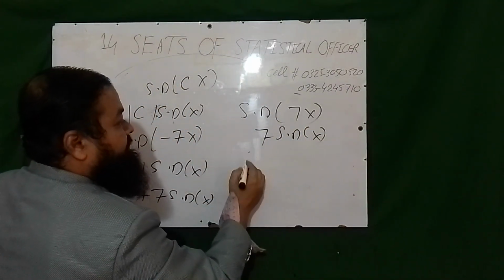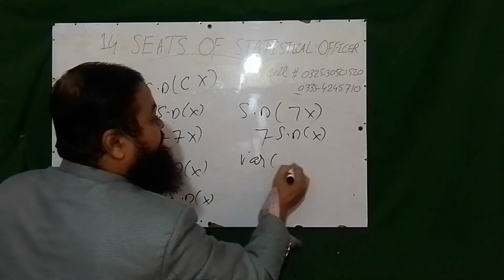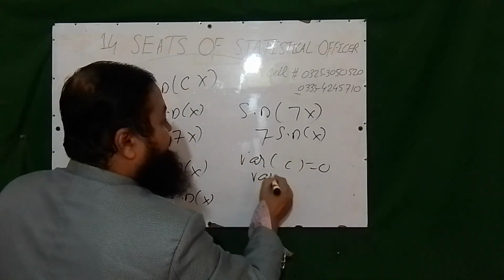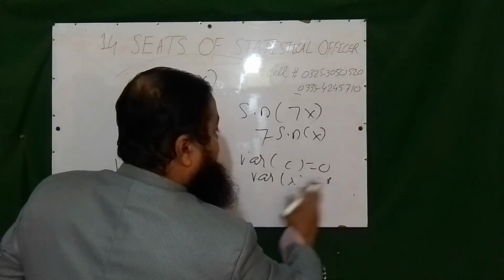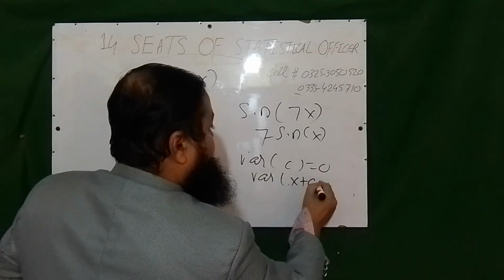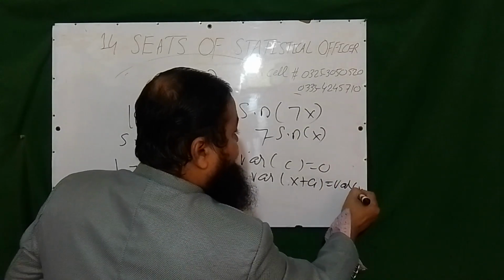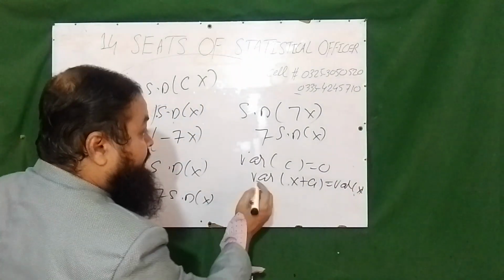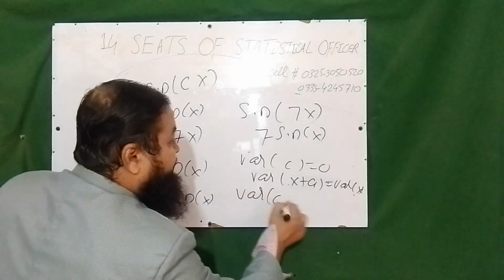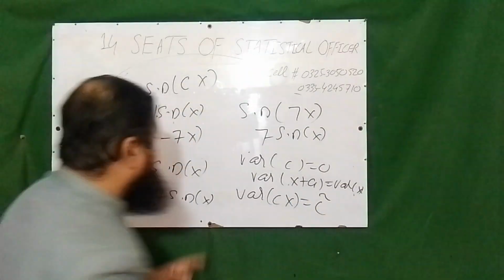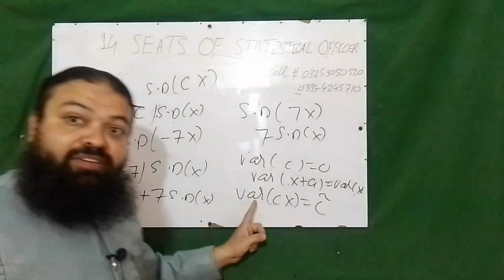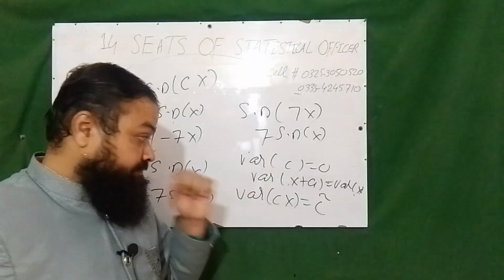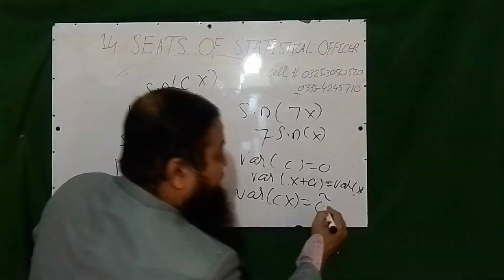Then a very important one: variance of a constant is 0. Variance of x plus a will be equal to variance of x. It is also independent of origin. Then a very important one, variance of cx, that will be c square times variance of x. In standard deviation you will not take the square, please keep in mind, but in variance you will take the square of the constant.